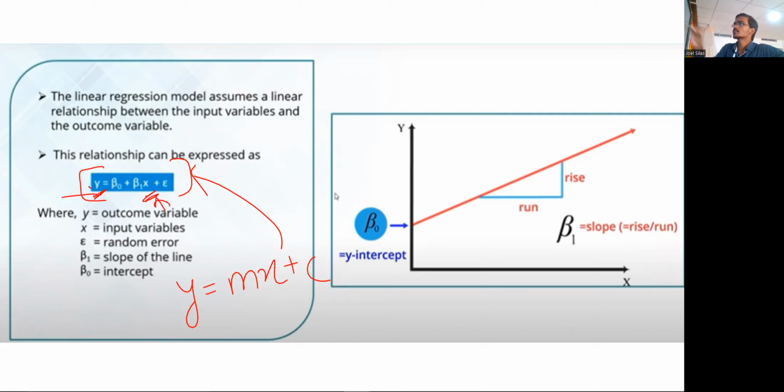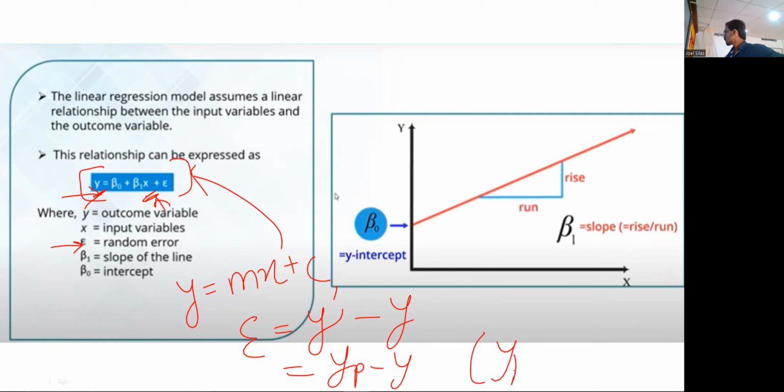and label. Epsilon is the random error. Random error is nothing but difference between predicted value and actual value. Or you can write it as yp also, where yp and y dash mean the same thing, okay? Just different ways of writing. So error is nothing but difference in prediction and actual value.